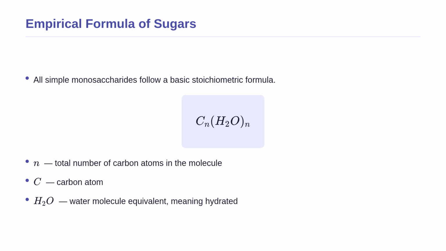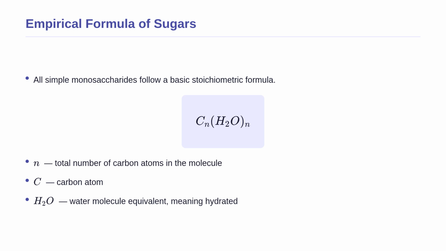To truly understand these sugars beyond their biology, we must look at how we represent them mathematically. All simple monosaccharides follow a basic stoichiometric formula that predicts their exact composition. The formula is CnH2nOn. Here, the variable n represents the total number of carbon atoms present in the sugar molecule.